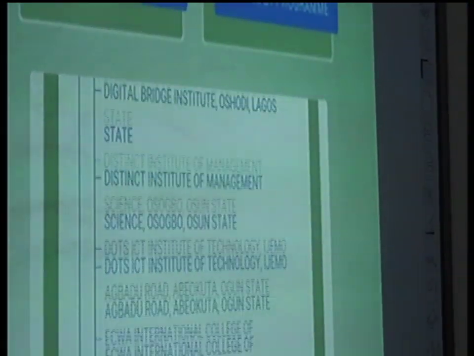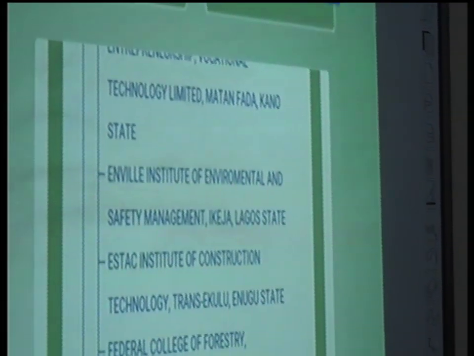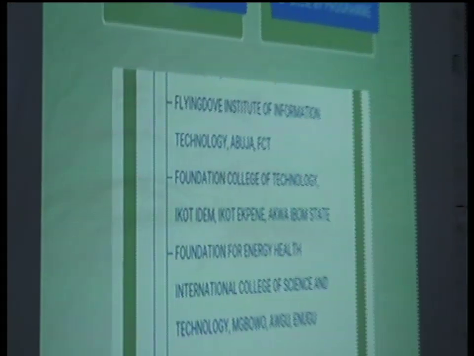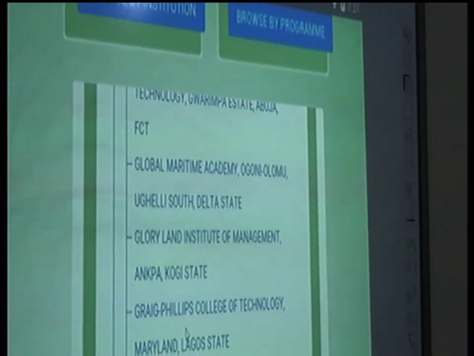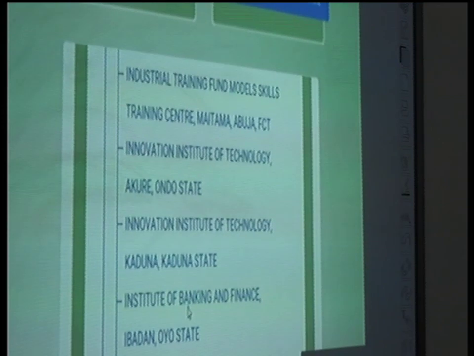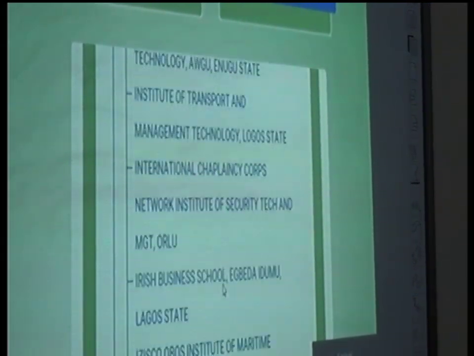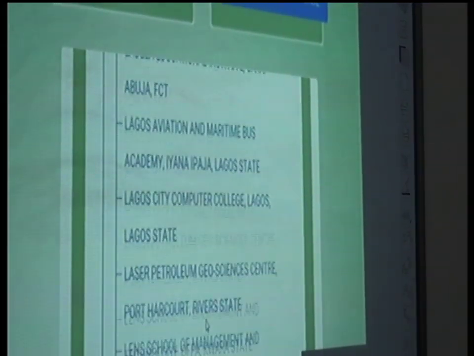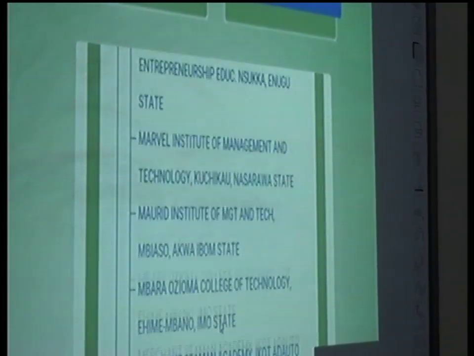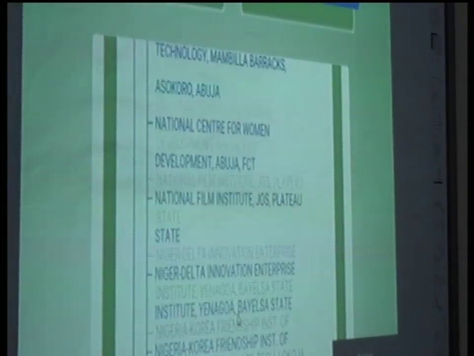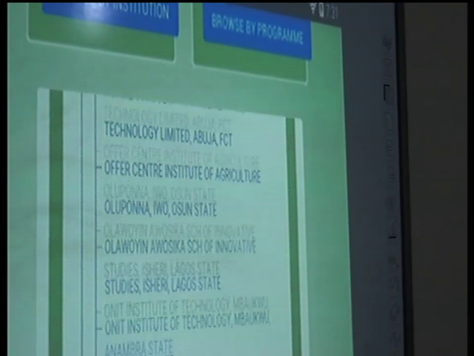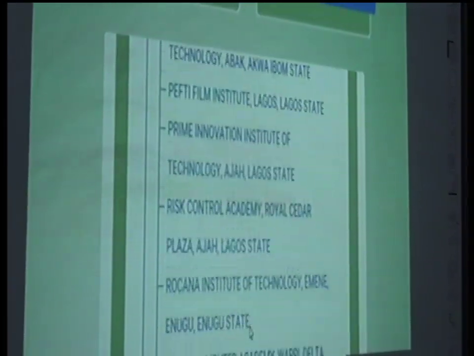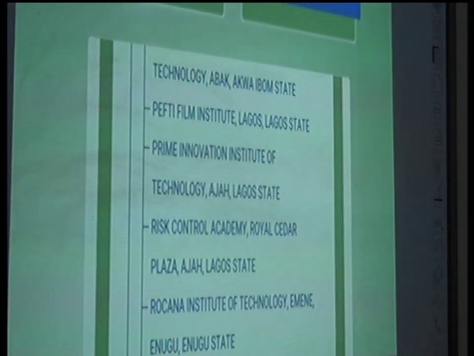This innovation NID looks strange to many persons. They wondered where Rule of Computer Academy came up with this NID. They have started again. So these are institutions under it. Now, this is Rule of Computer Academy, Warri, Delta State.